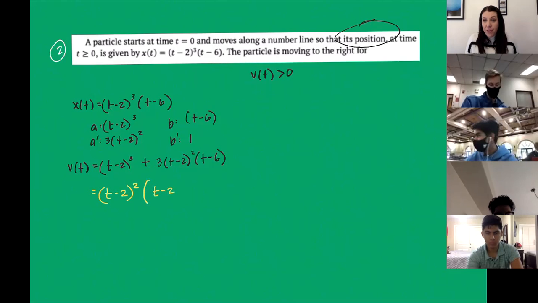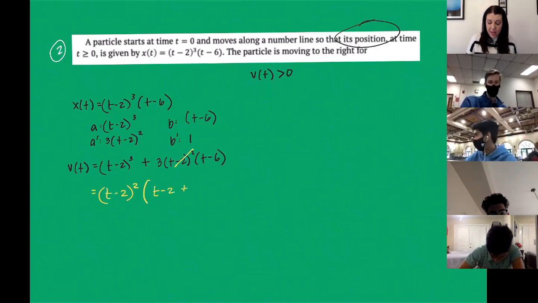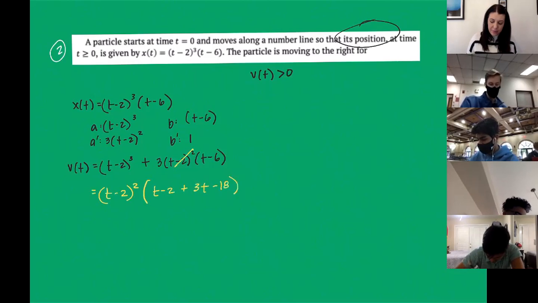And then what I would have left from that second term, we don't have this t minus 2 squared anymore. We've already divided that out. So we would have plus 3 times t minus 6. That's what we would have left in that second term. I'm going to simplify that. We don't really need a whole extra step for that. 3 times parentheses t minus 6 is plus 3t minus 18.